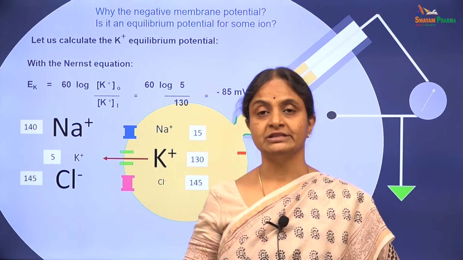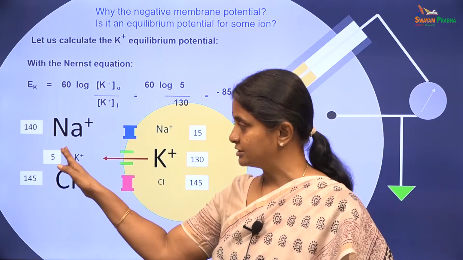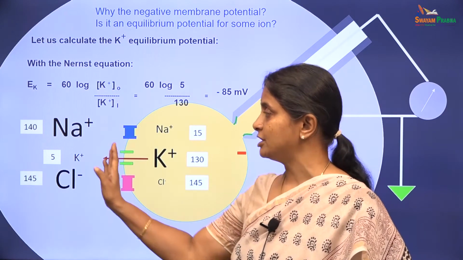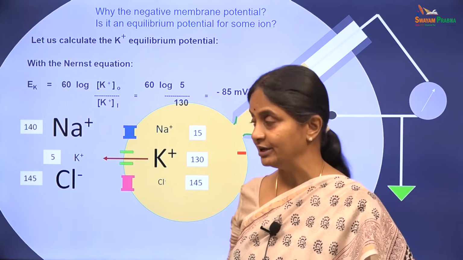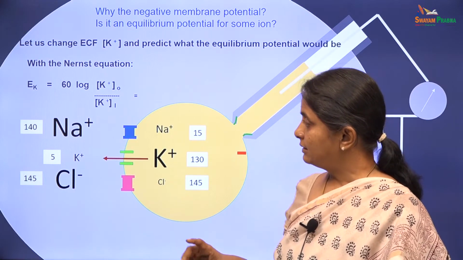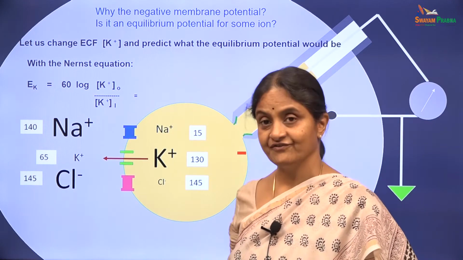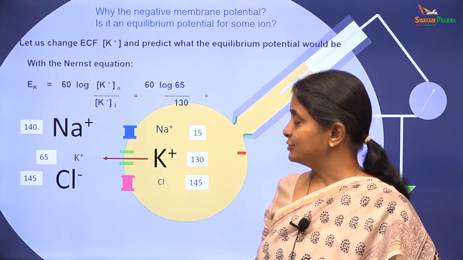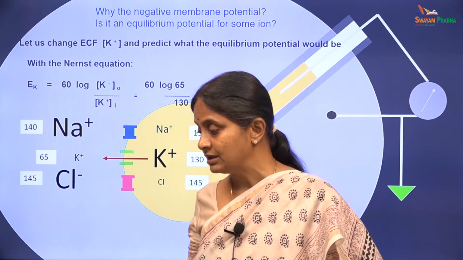We can test this along the same lines as chloride. We can alter potassium concentrations. It's easier to alter it outside. Even while the cell is being patched, you can change the external potassium concentration by adding more potassium to the bath fluid. So, let us do that now. Let us change external potassium to say 65 millimoles per liter. And now the equilibrium potential for potassium as predicted by the Nernst equation would be minus 18 millivolts.